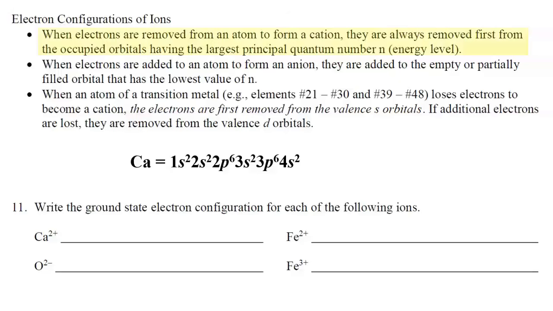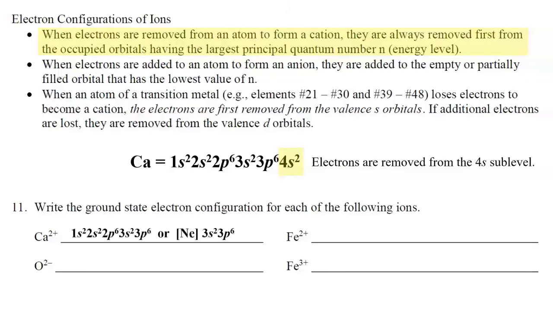And the first bullet point is when electrons are removed from an atom to form a cation, they are always removed first from the occupied orbitals having the largest principal quantum number, or the energy level. So what's the highest energy level for calcium? It's going to be the 4s sublevel. So calcium 2+ has lost 2 electrons from the calcium atom. Therefore, the electron configuration would stop at 3p6.